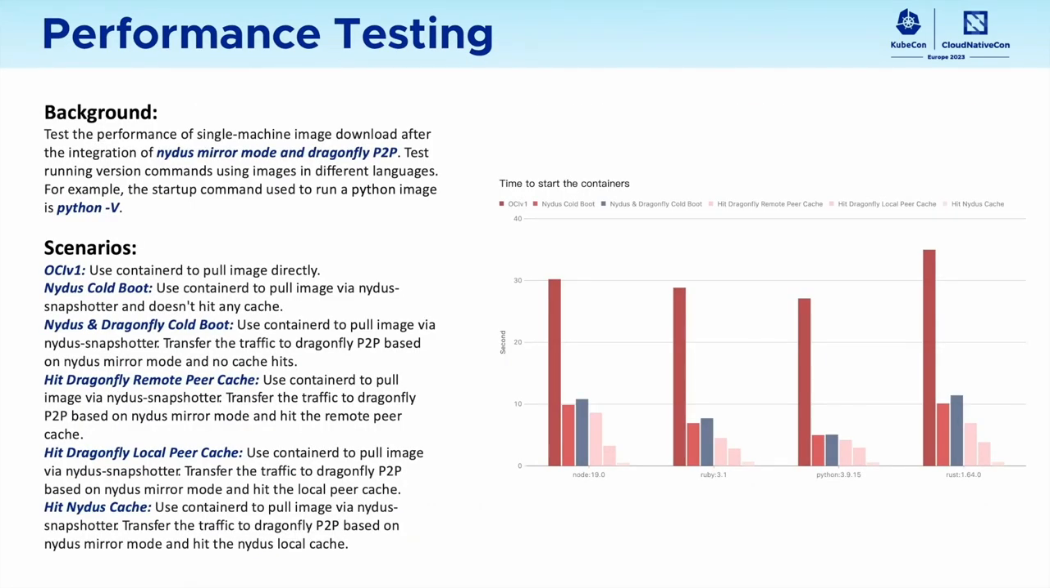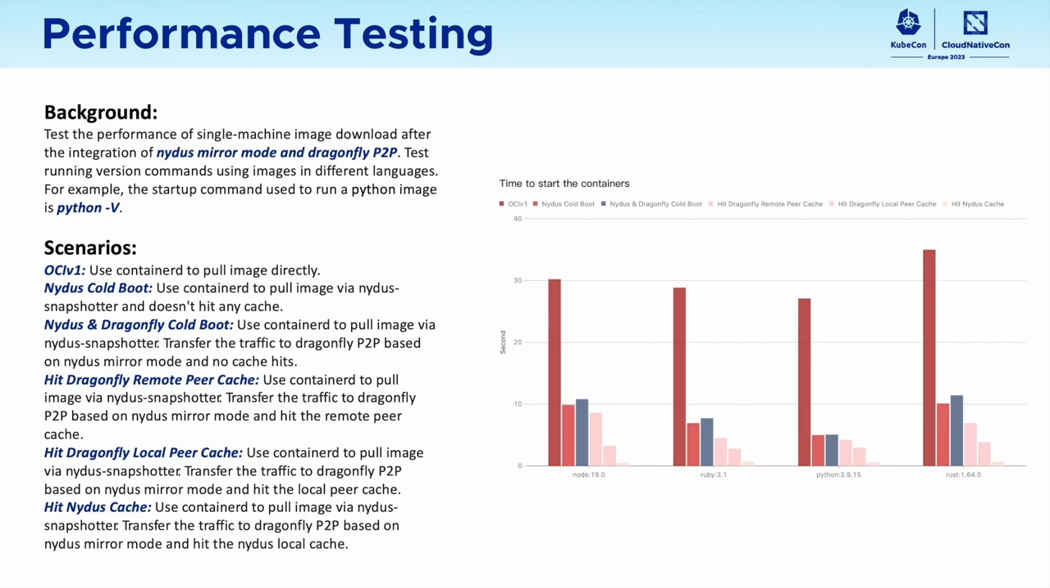Test the performance of a single machine image download after the integration of Nydus mirror mode and Dragonfly P2P. Test running version commands using images in different languages. For example, the startup command to run a Python image is the Python version. The tests were performed on the same machine. Due to the influence of the network environment of the machine itself, the actual download time is not important, but the ratio of the increase in the download time in different scenarios is very important.